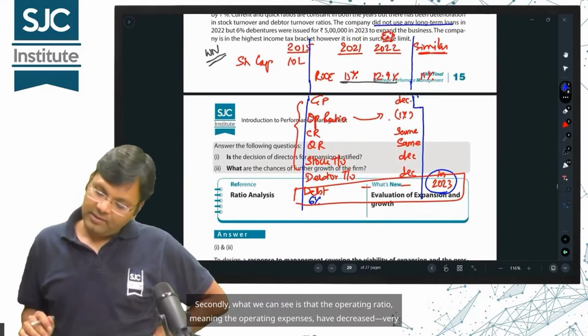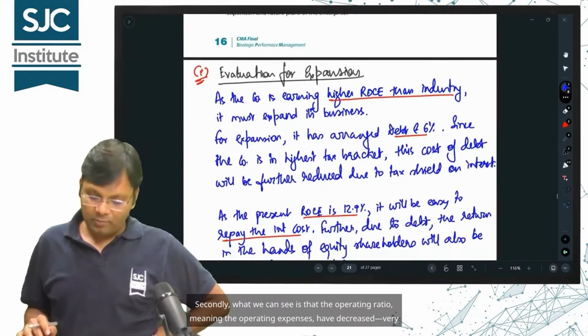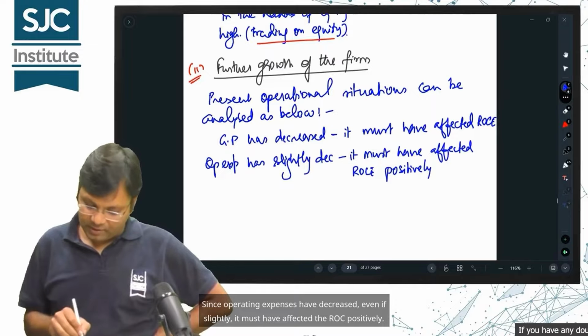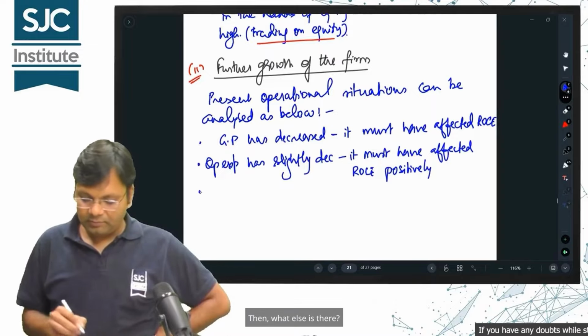Secondly, what we can see is that the operating ratio, meaning the operating expenses, have decreased very slightly. It must have affected the ROC positively. If operating expenses have gone down, that's a positive thing, isn't it? Since operating expenses have decreased, even if slightly, it must have affected the ROC positively. Then, what else is there?